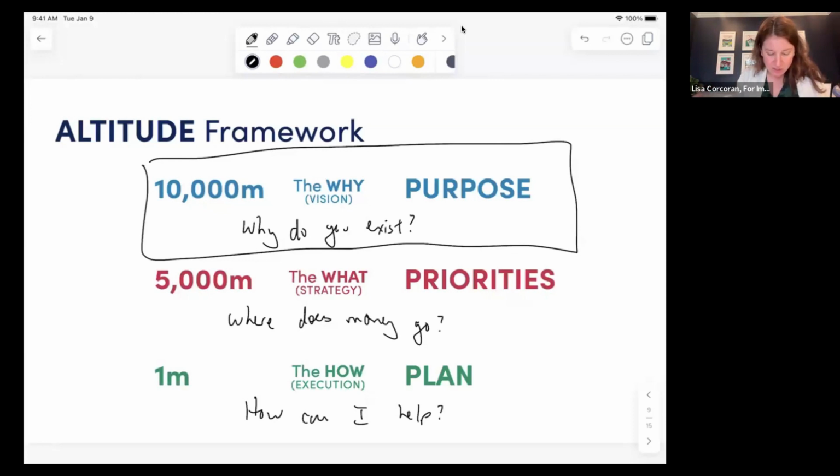5,000 meters answers the question, what do you do or where does the money go? This is the part that is really challenging for a lot of organizations because a lot of us have complex models and we have a hard time simplifying it and sharing it with a funder in a way that they leave the conversation feeling like they got it all. So we really have a challenge as a sector to simplify what we do at 5,000 meters.